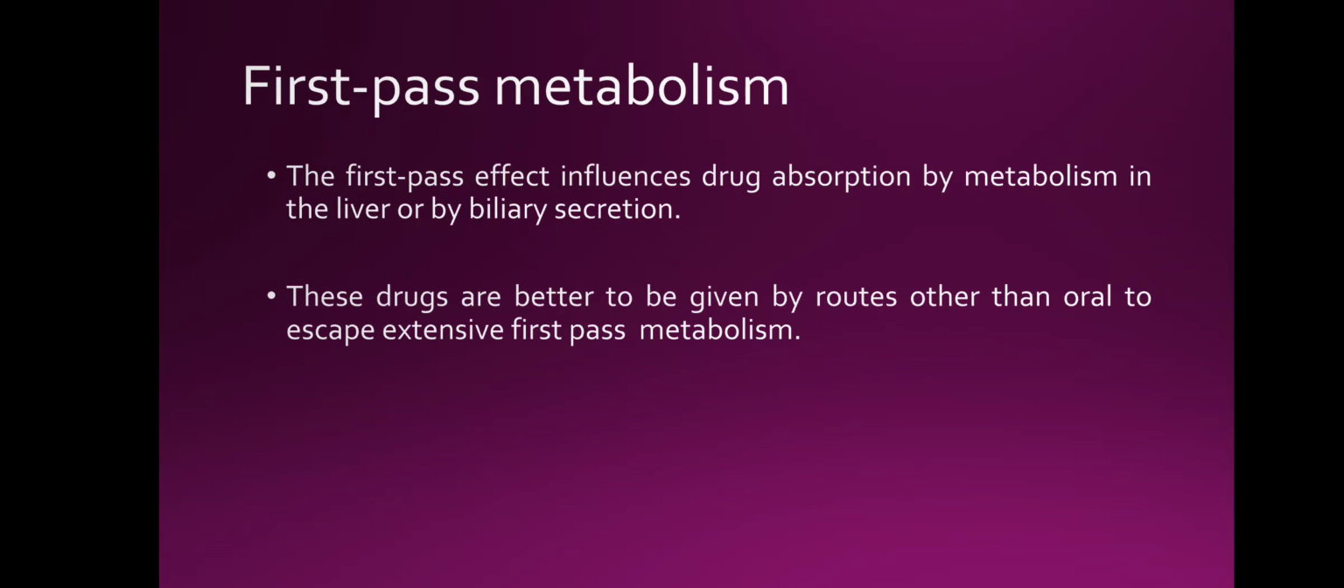This is first pass metabolism because it is the first pass of the drug after it leaves the intestine to go to the liver, and these drugs are better given by routes other than oral to escape the extensive first pass metabolism. Suppose there is a drug that, when given orally, the first pass metabolism will digest like 90% of the dose I took. Would that medication be good to be taken by oral route? No. It is better to be given as injections or sublingual or any other route than oral. Okay?